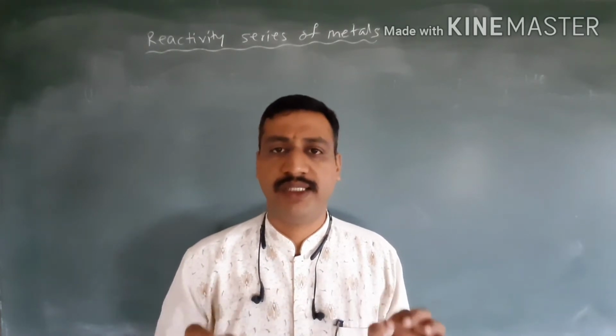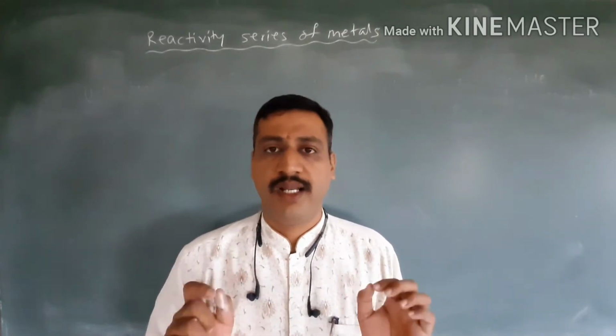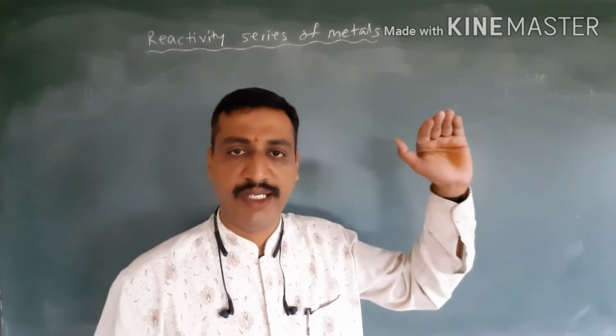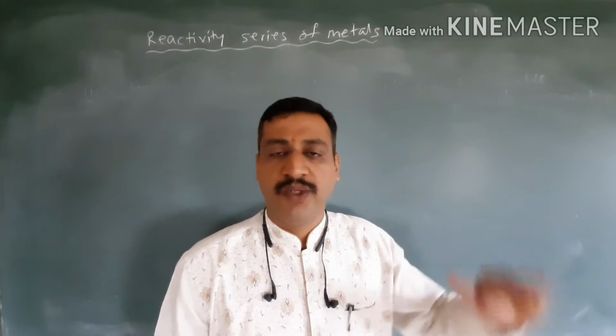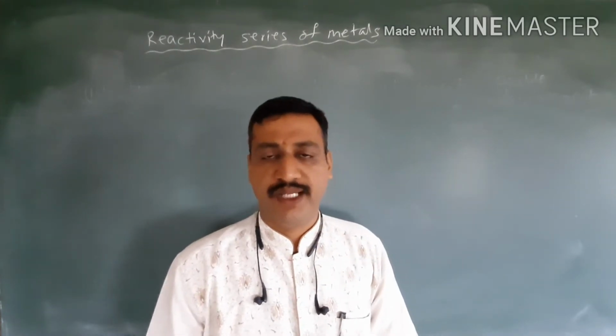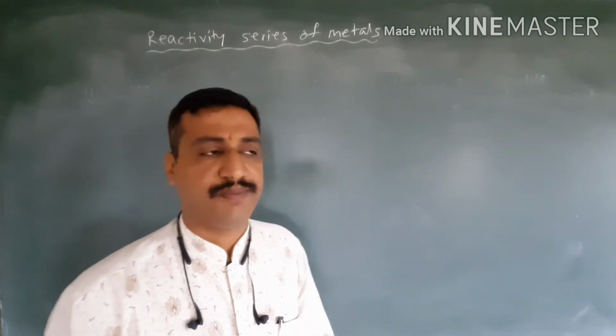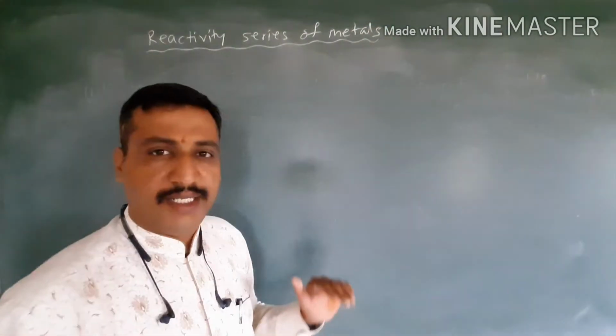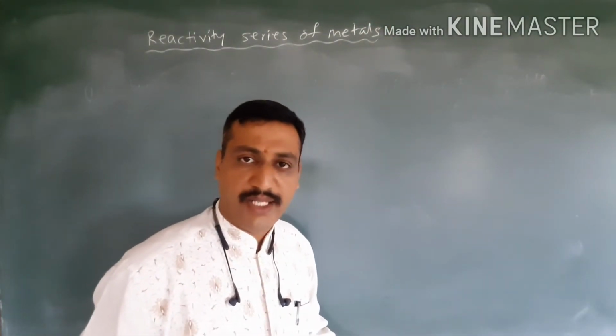Here, the reactivity series of metals is nothing but the arrangement of metals in a vertical column with a decrease in reactivity. Let me repeat, arrangement of metals in a vertical column with a decrease in reactivity. That's the reactivity series of metals. The metals which are more reactive are placed at the top, and the metals which are less reactive are placed at the bottom.